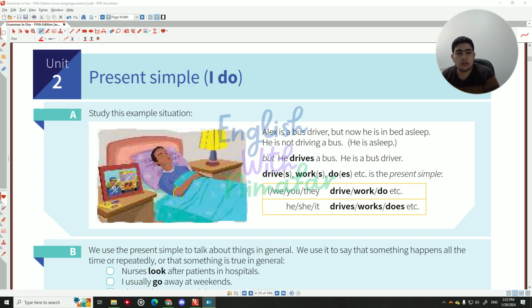My name is Nimafar and today we're going to cover the second unit of Grammar in Use Intermediate written by Raymond Murphy. I'm talking about this book. So present simple, I do.